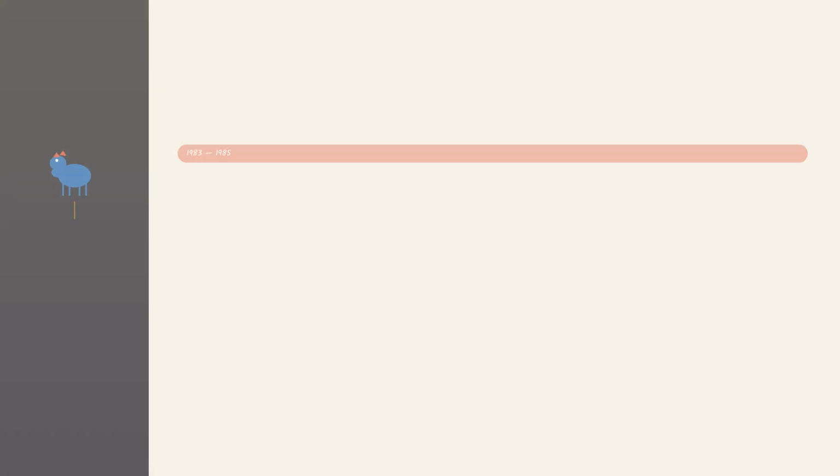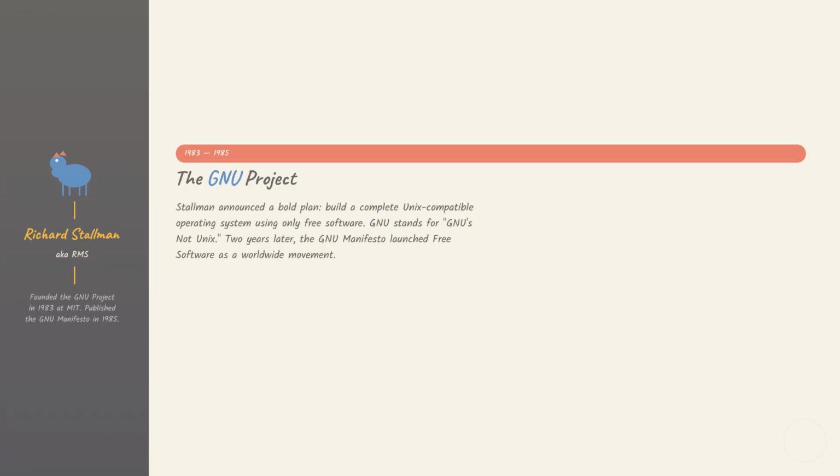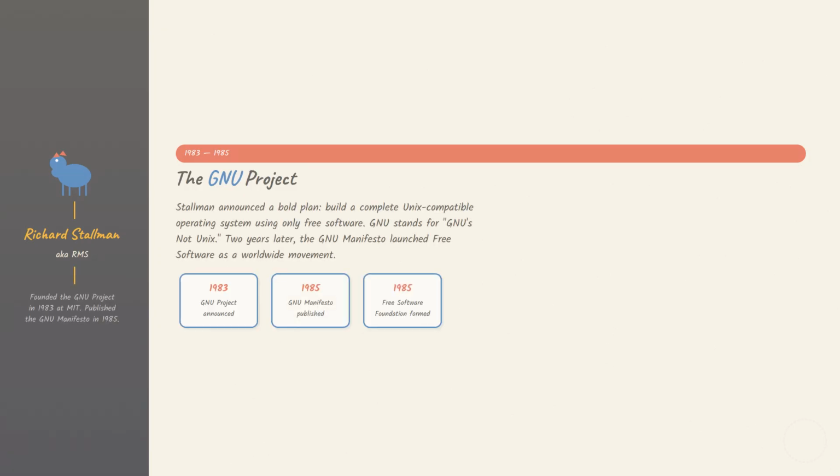One person refused to accept this. In 1983, Richard Stallman announced the GNU project. GNU stands for GNU is not Unix. It was a bold plan to build a complete operating system using only software that respected users' freedom. 2 years later, he published the GNU Manifesto, laying out the philosophy of the free software movement. He also founded the Free Software Foundation, or FSF. This was more than a technical project. It was a stand for principle.